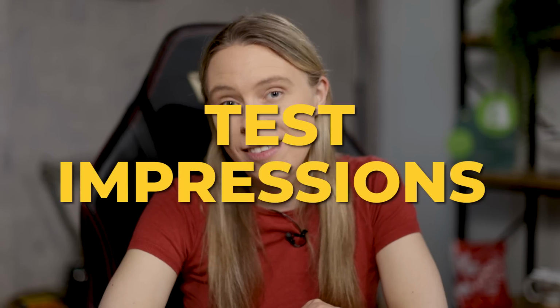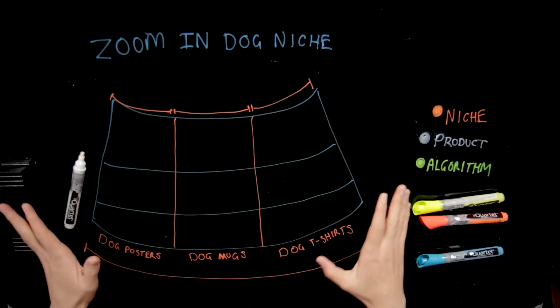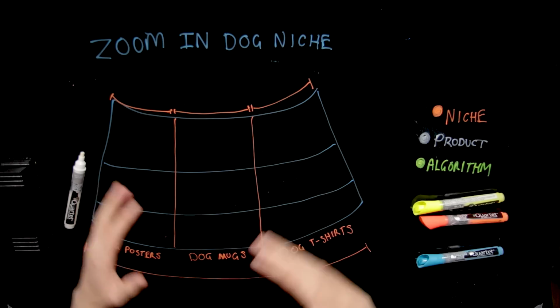That's why I like to call these test impressions. Etsy is testing to see what will happen when your product is given these impressions. So to test it, Etsy must now place it somewhere on this graph.